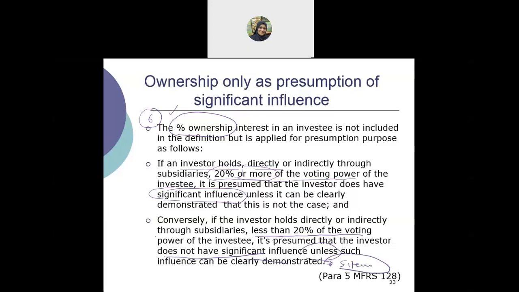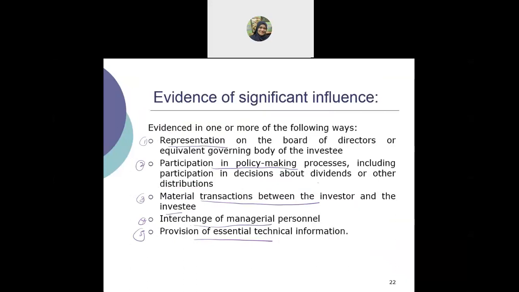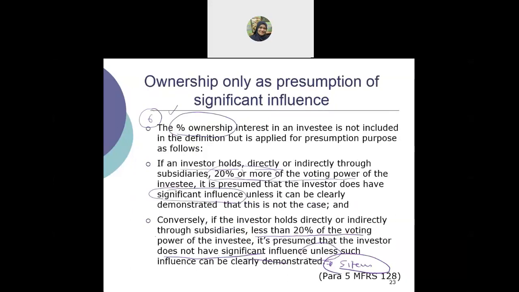So this one we can check. The first thing we check is the percentage of ownership. When the percentage of ownership is more than 20%, we say that we have a significant influence. But if the percentage is less than 20%, we need to check the other 5 criteria mentioned previously. If we have these 5 criteria, it is also considered a significant influence.